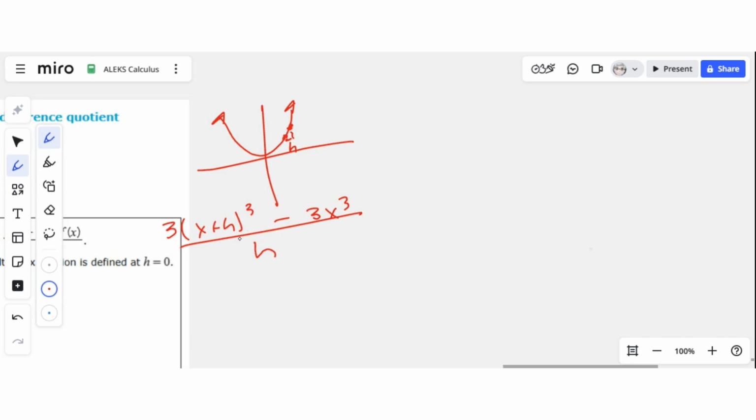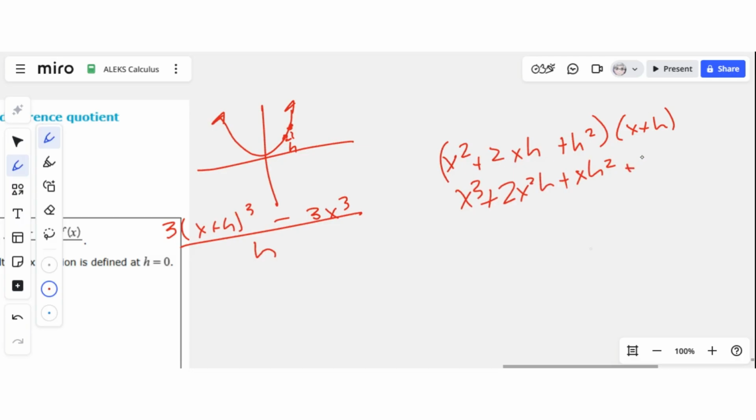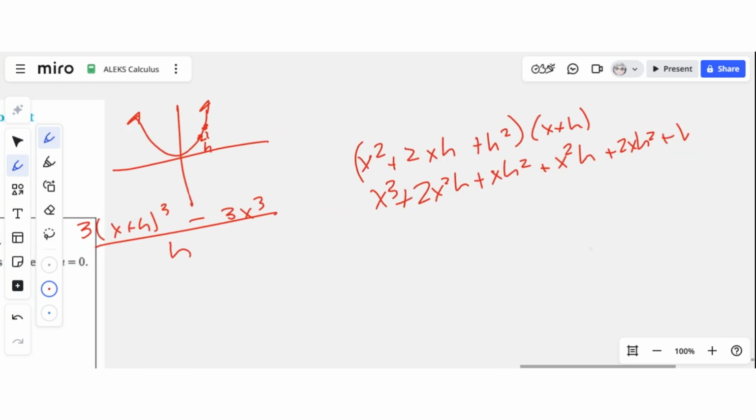I think what we need to do first is actually cube this thing. I'm going to square x plus h first in my head. So that's x squared plus 2xh plus h squared. And now I'm going to multiply that by x plus h again. First all the x's. So that's x cubed plus 2x squared h plus xh squared. And now the h's: plus x squared h plus 2xh squared and plus h cubed.